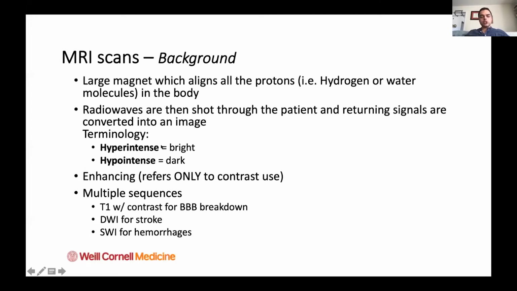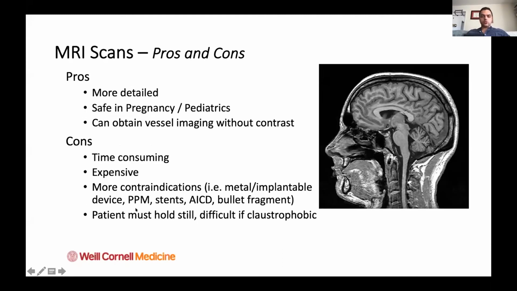So the terminology we use for MRIs is not dense, because it's not measuring density, it's measuring the intensity of a signal as it comes back. So we use hyperintense for bright on MRI and hypointense for dark. And keep in mind, MRIs, as with CTs, you can get with or without contrast or both. So hyperintense and hypointense just refer to non-contrast enhanced imaging. And when you are using contrast, then you talk about whether it is enhancing or not. And we'll get into this a little more. And there are multiple sequences which we'll review.